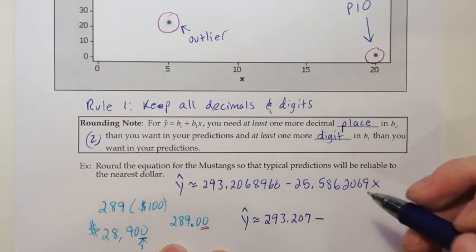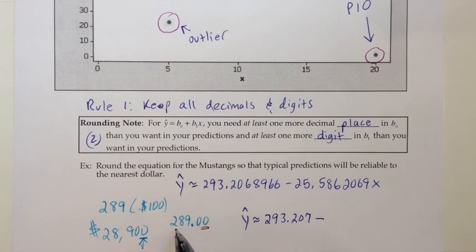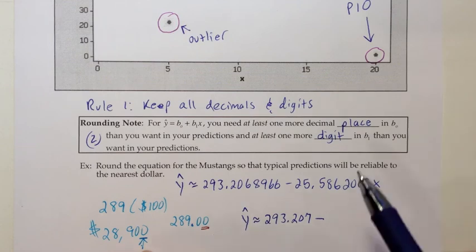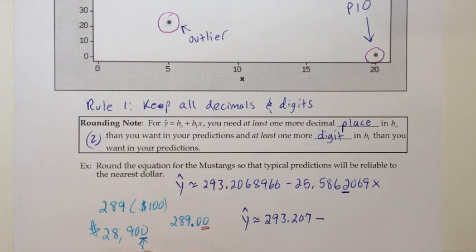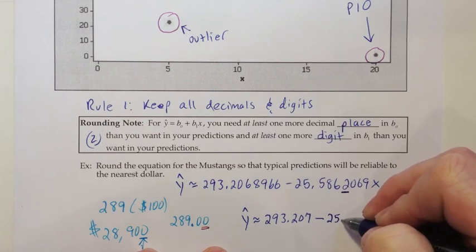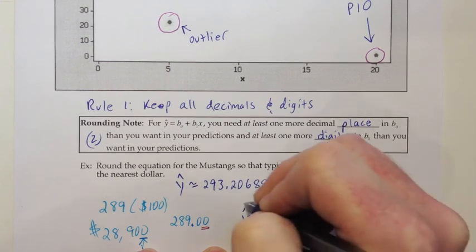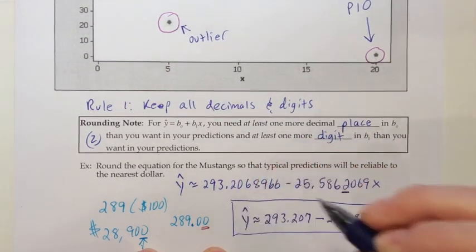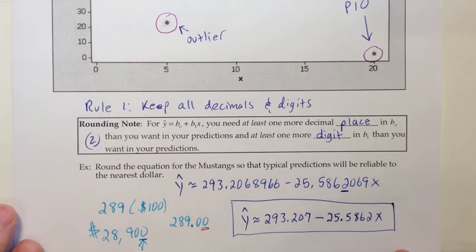When I switch over to do the slope, I change from decimal places to digits. So I look at this prediction and it had 1, 2, 3, 4, 5 digits in it to get out to the nearest dollar. So I need at least 1, 2, 3, 4, 5, 6 digits in my slope in order to trust a prediction that would have 5. So that would be 25.5862 times x. So this would be the shortest version of that equation I could give and still feel like I could trust the predictions that came out of it to the nearest dollar.